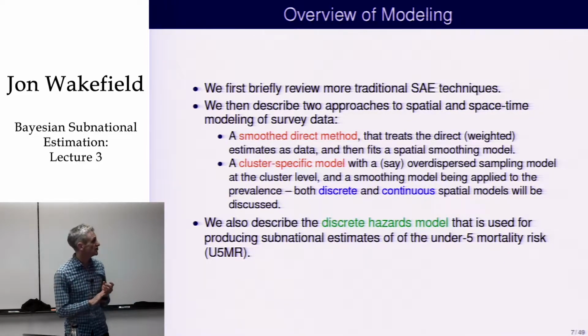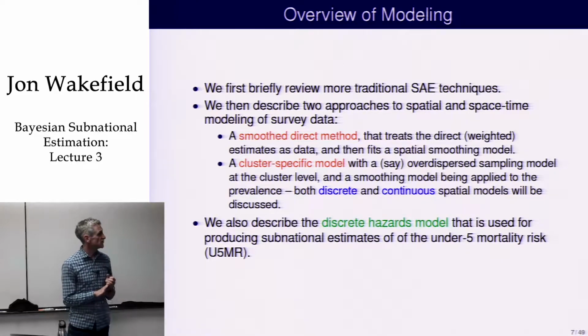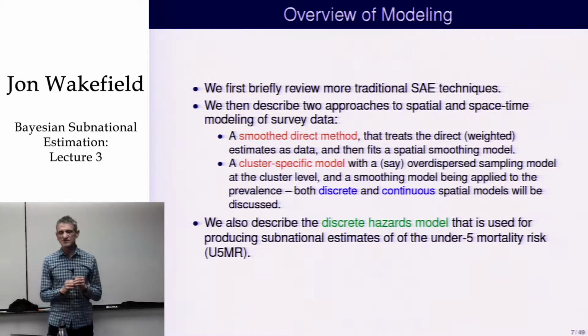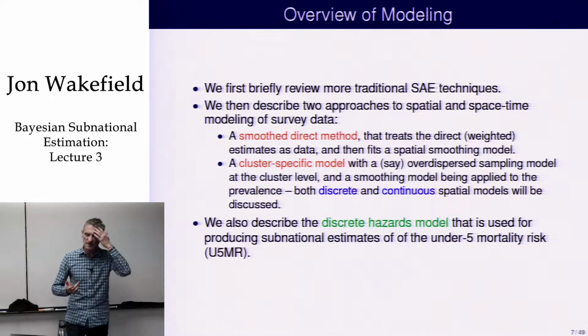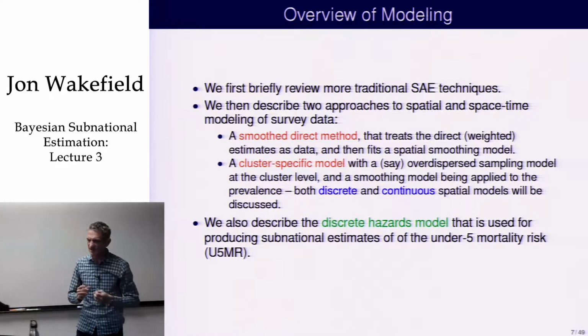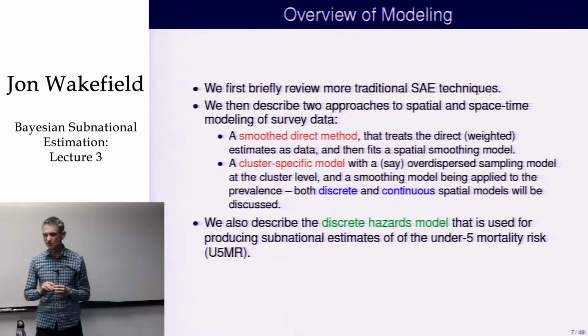And there are 2 ways we're going to do that. One is through an approach that's called the smooth direct method. So that's basically going to take our weighted estimators, which I talked about in the first lecture I gave, and then smooth them over space and or time.